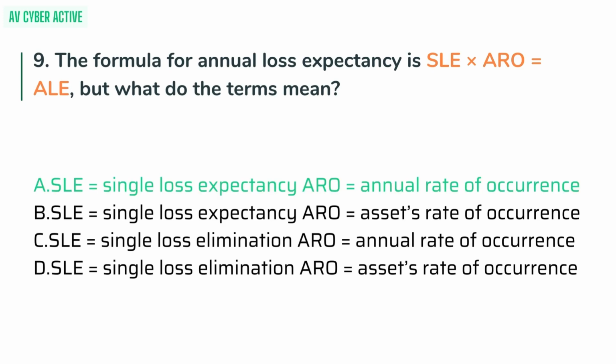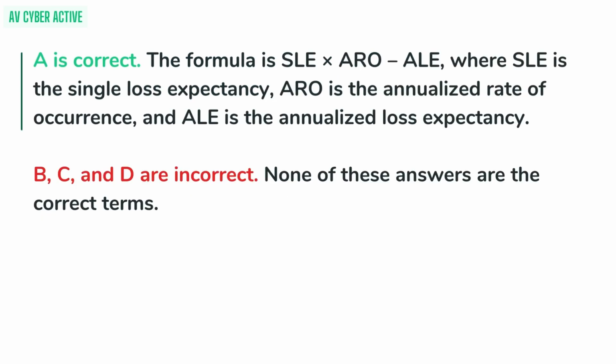A is correct. The formula is SLE times ARO equals ALE, where SLE is the single loss expectancy, ARO is the annualized rate of occurrence, and ALE is the annualized loss expectancy. B, C, and D are incorrect. None of these answers are the correct terms. 10.